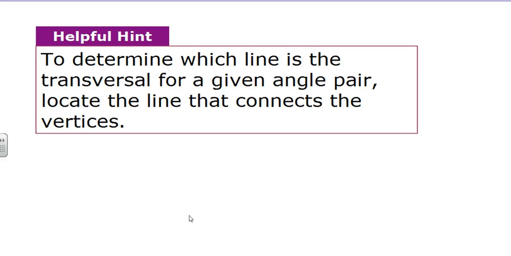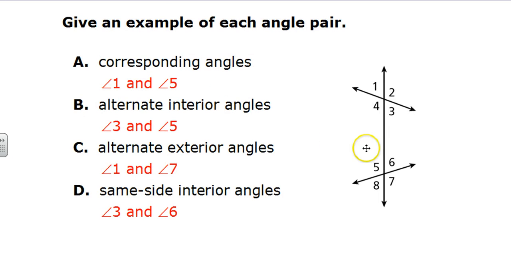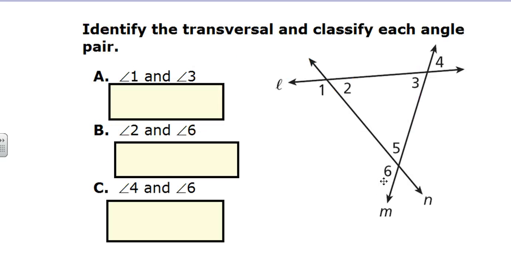All right. Here's a helpful hint. To determine which line is the transversal for a given angle pair, locate the line that connects the vertices. So if we look back here, this one line connects the 4 vertices here, the 4 angles, right, with these 4 angles over here. So that would tell us that this line that's vertical is the transversal. So identify the transversal and classify each angle pair.